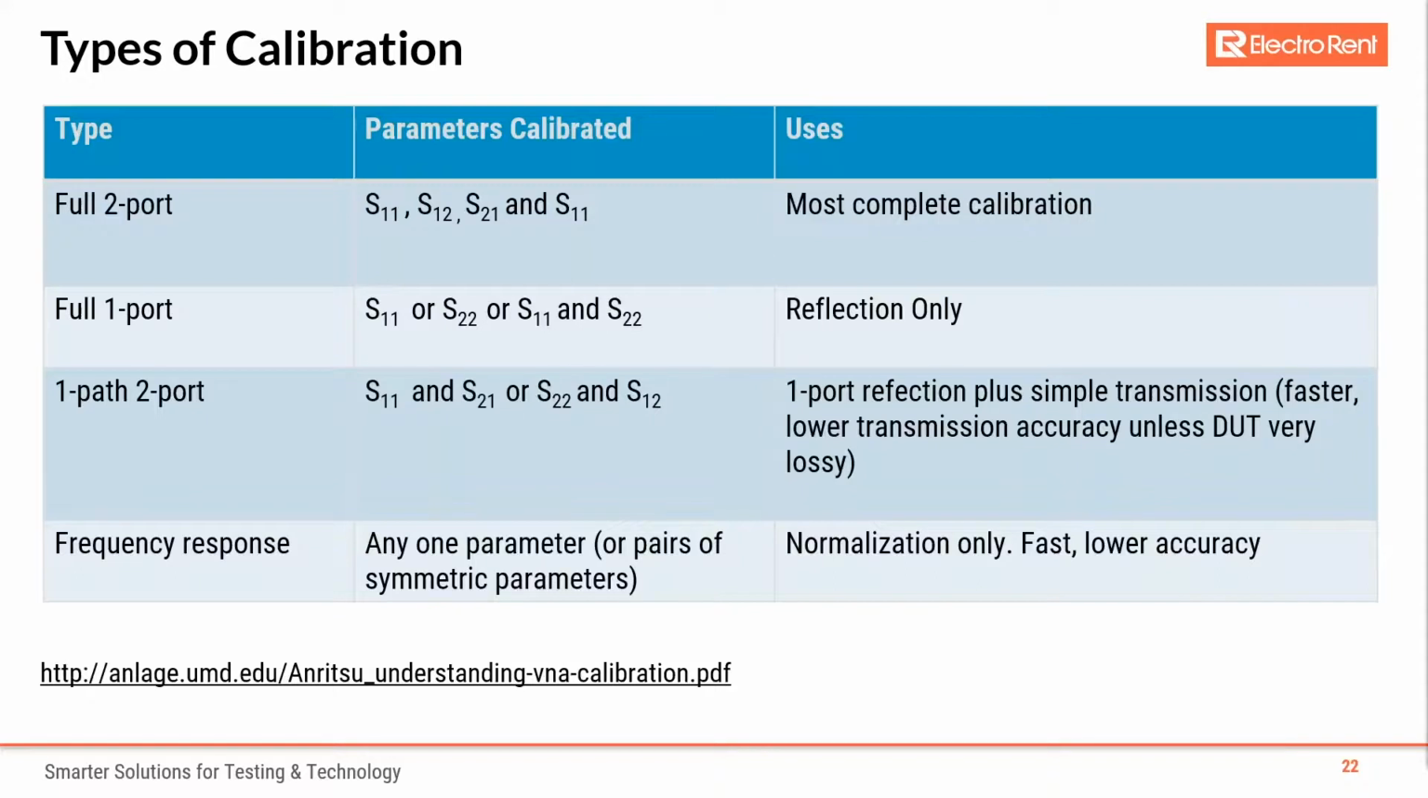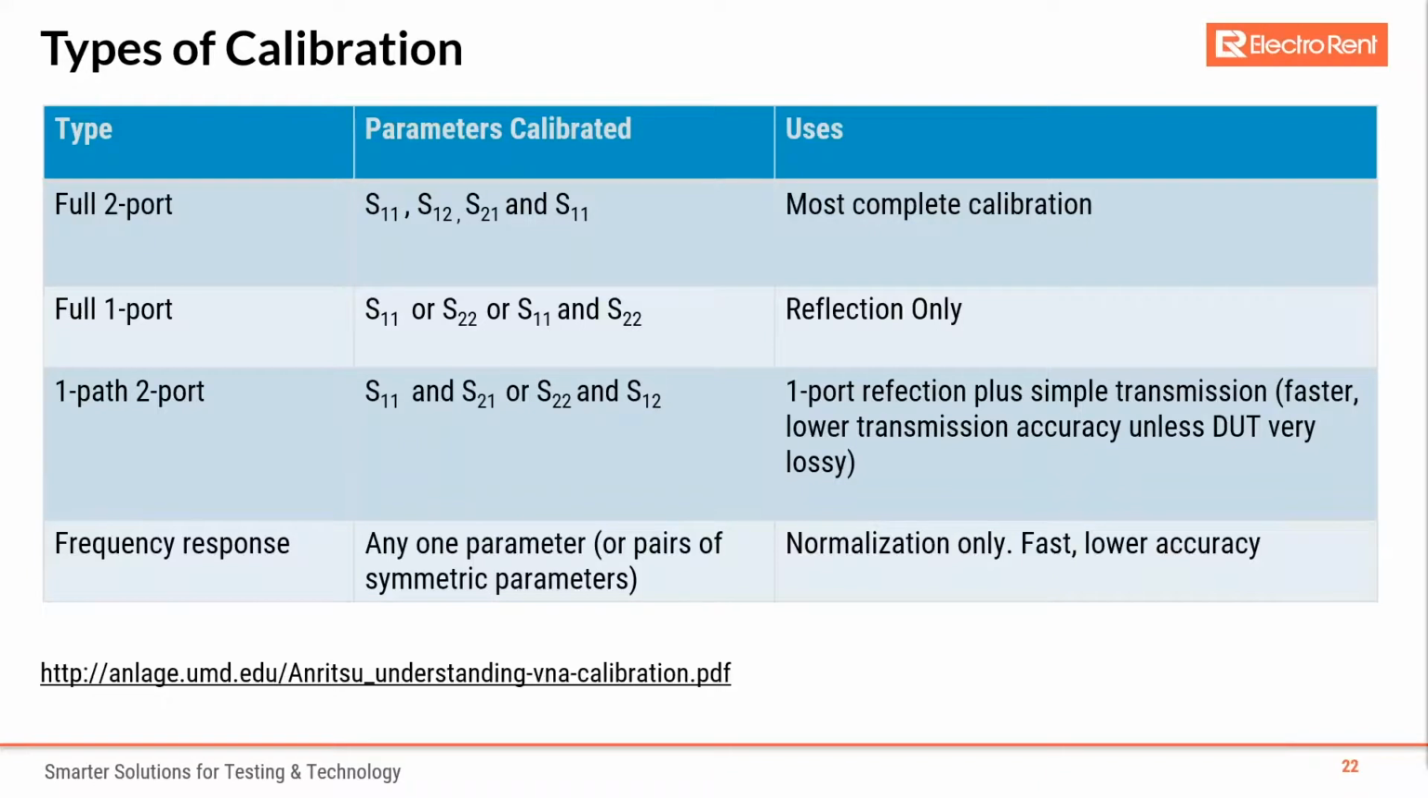There is also a full one-port. In this case, a single reflection parameter is fully corrected, either S11 or S22. Both ports can be covered, but only reflection measurements will be corrected. This calibration type is useful for reflection-only measurements, including the possibility of doing two reflection-only measurements at the same time.